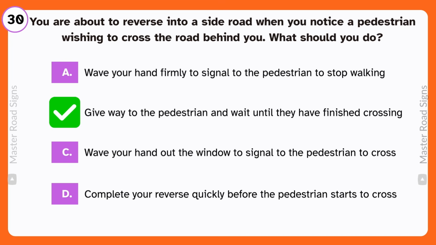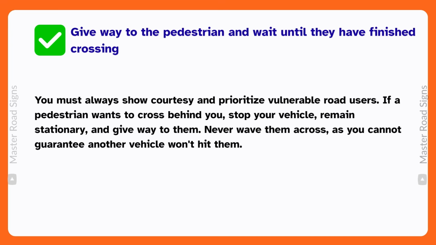Correct answer is option B. Give way to the pedestrian and wait until they have finished crossing. You must always show courtesy and prioritise vulnerable road users. If a pedestrian wants to cross behind you, stop your vehicle, remain stationary, and give way to them. Never wave them across, as you cannot guarantee another vehicle won't hit them.